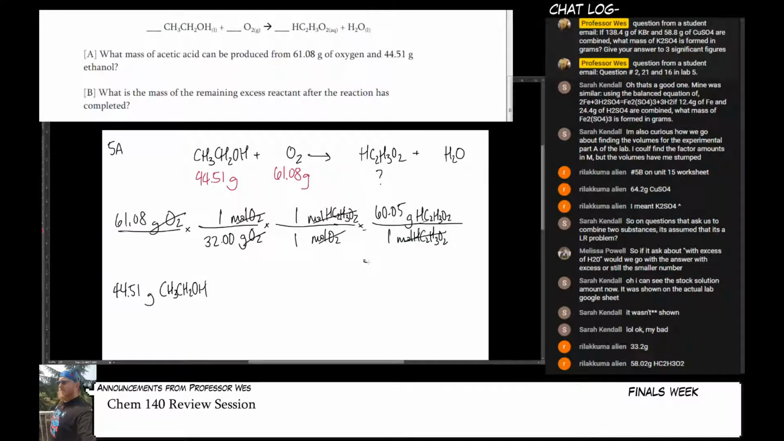So how much can I make out of this? It would be 61.08, 60.05, 32. So I could make up to 114.6 grams of acetic acid if oxygen was the limiting reactant, which it might be. It could be. We don't know yet.